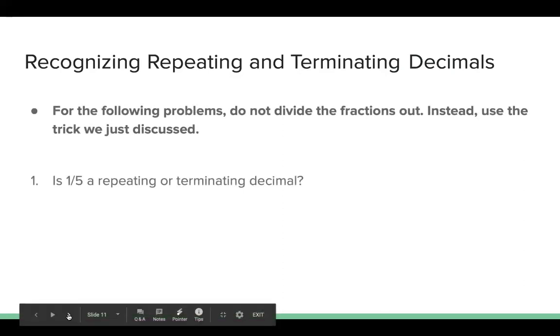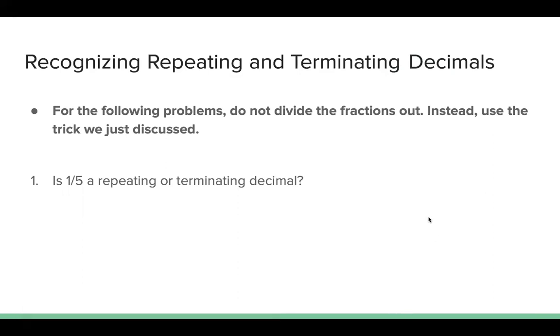So, is 1/5 a repeating or terminating decimal? Say it or type in the chat. Repeating. Now remember, what numbers do you have to divide by? 2 or 5. Is 5 divisible by 2 or 5? Yes, so it's not repeating. That's right. It terminates because 5 is divisible by 5.